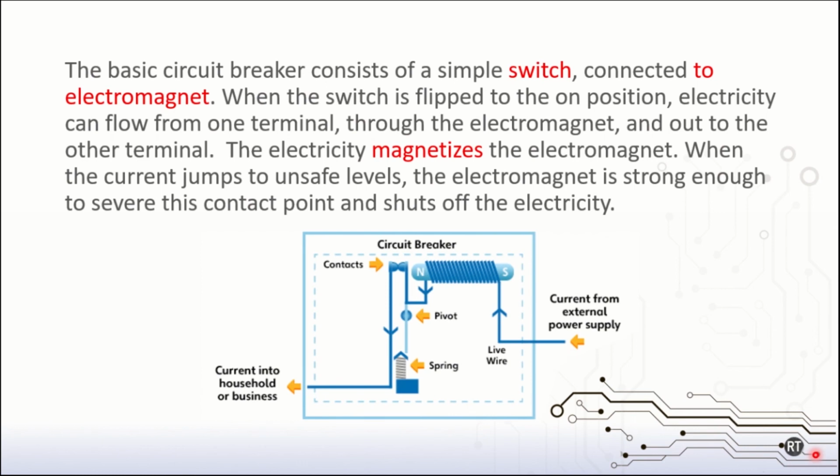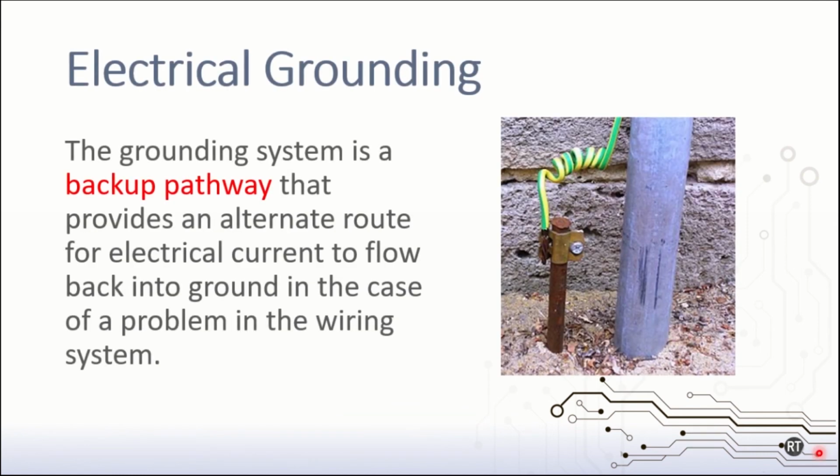When the switch is flipped to an on position, electricity can flow from one terminal through the electromagnet and out to the other terminal. The electricity magnetizes the electromagnet. When the current jumps to an unsafe level, the electromagnet will be strong enough to sever the contact point and shut off the electricity. The next one is the electrical grounding.